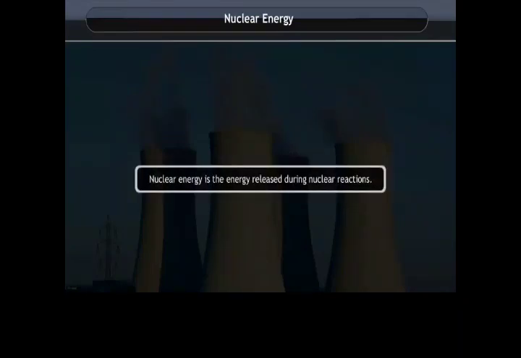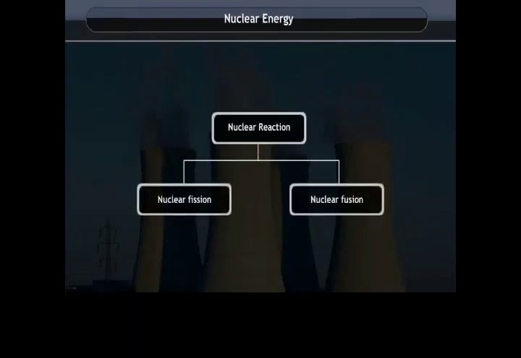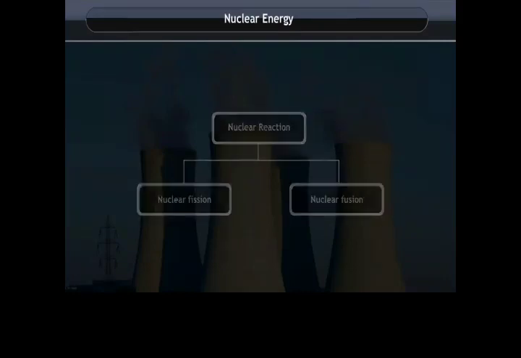Nuclear energy. Nuclear energy is the energy released during nuclear reactions. Nuclear reactions are of two types. They are nuclear fission and nuclear fusion.